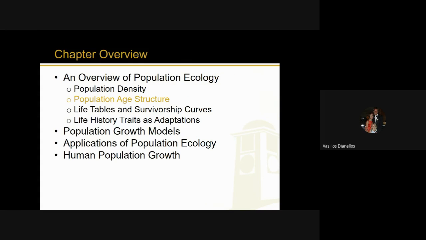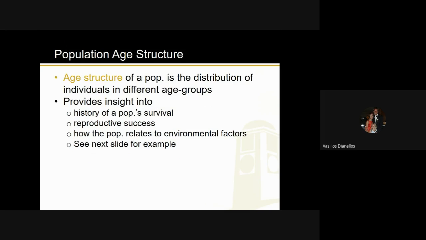All right. So then population age structure. Again, this is the part that I was saying was relevant to non-biology majors, I think. The age structure of a population is the distribution of individuals in different age groups. Like we said earlier, it's pretty simple. Like how many old people, if we're talking about humans, how many retired people are there? How many college age people are there? How many children are there? So on and so forth.